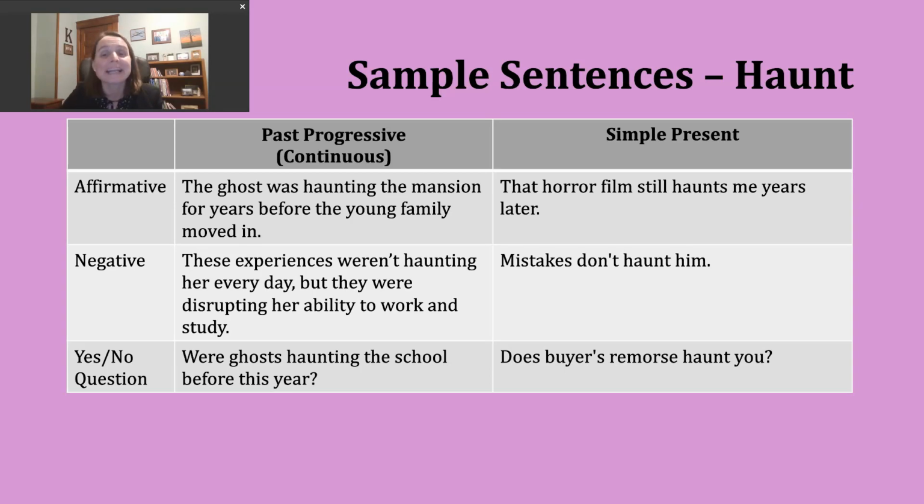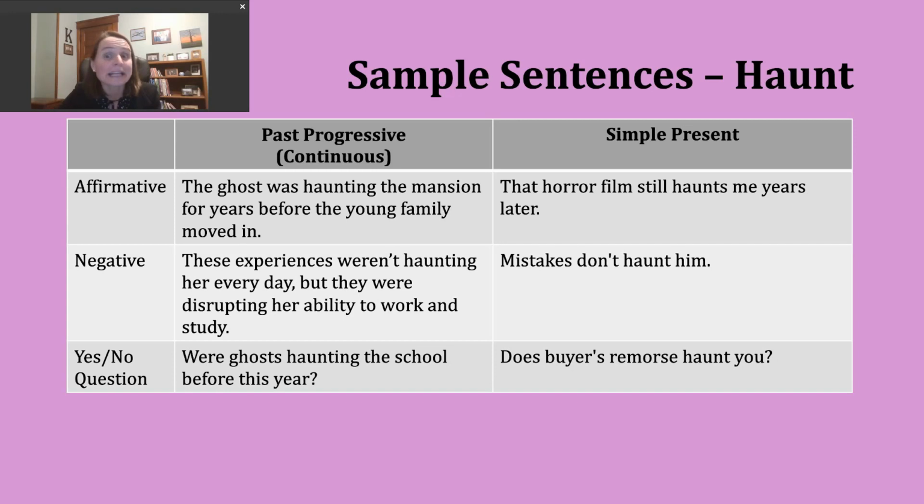Now let's take a look at making a negative sentence in the simple present. Again, pay attention to your subject. If your subject is I, you, we, or they, use do not and then the base verb. If the subject is he, she, or it, use does not and then the base verb. Notice I'm not adding an S to the end of the verb in the negative. So an example of this might be, mistakes don't haunt him. So here we're saying they're not persistently in his mind. It's not sort of lingering with him.